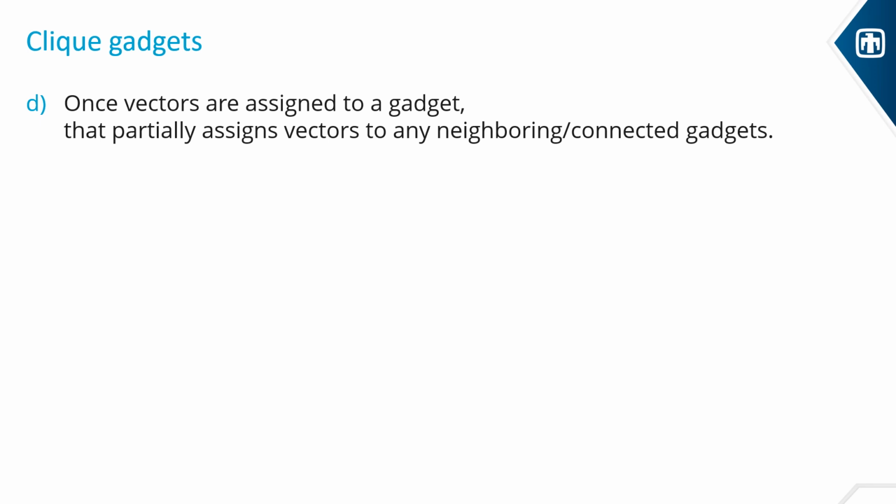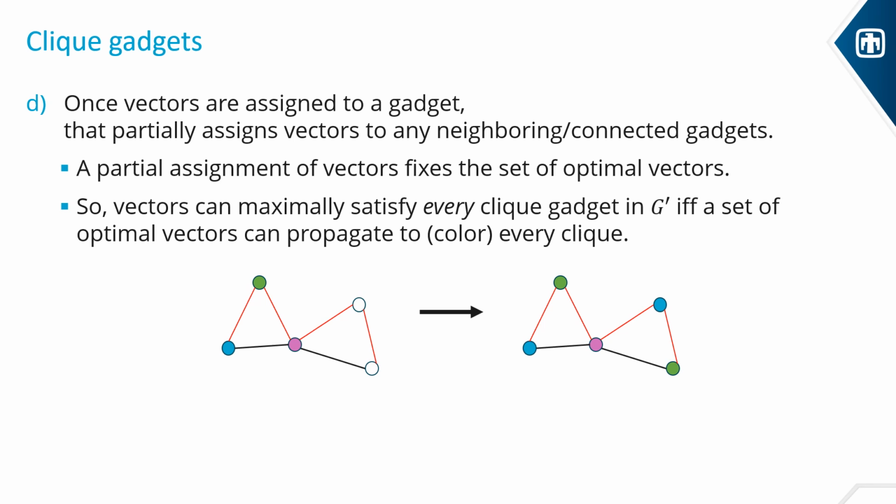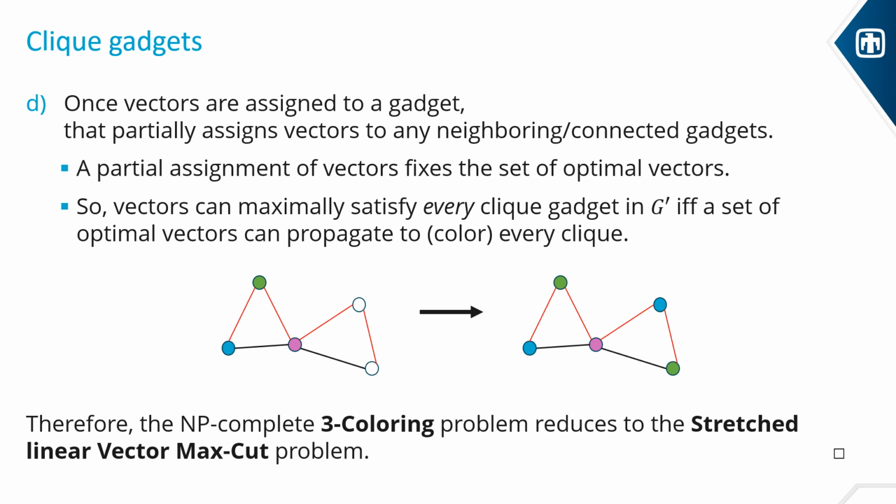Then we observe that once vectors are assigned to one gadget, that partially assigns vectors to any neighboring or connected gadgets. And we just saw that partial assignments of vectors fix the set of optimal vectors. And so vectors can maximally satisfy every clique if and only if a set of optimal vectors can color the entire graph. We need to be able to use the set of vectors we assign to the first clique on every clique. And this shows how to reduce three coloring to an instance of our vector max cut problem.